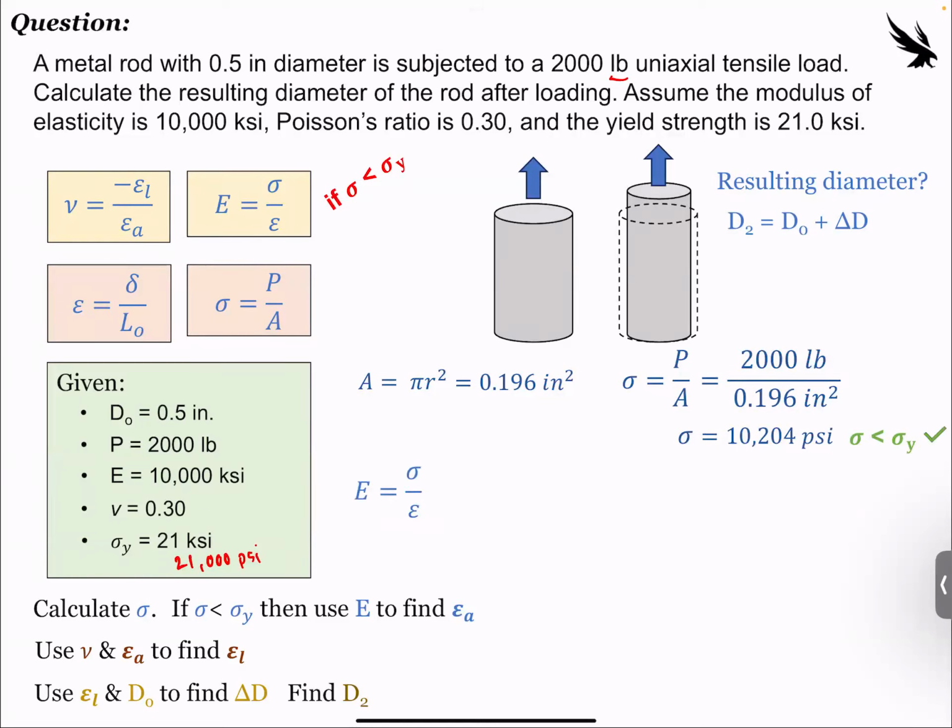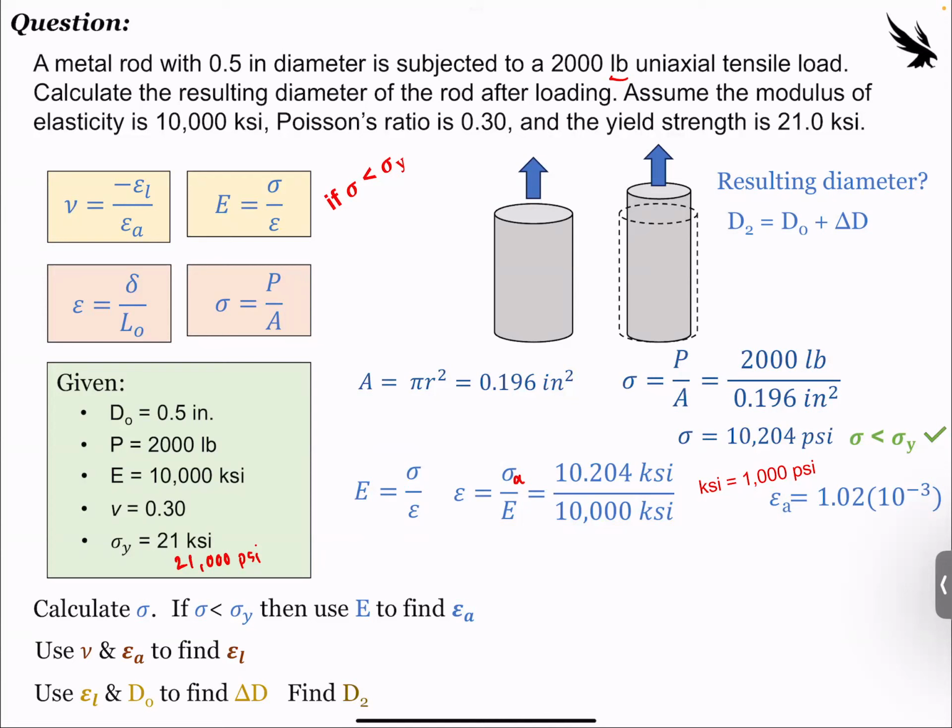So our Young's modulus, or Hooke's law here, is stress over strain. So we can rearrange this equation to find the strain. And so this is going to be 10.204 KSI over the modulus, and make sure that the units cancel out, KSI over KSI. What we get here is that this strain is 1.02 times 10 to the negative 3. Now remember though, this strain is technically our axial strain because we're talking about our axial stress here. That sigma is our axial stress applied.